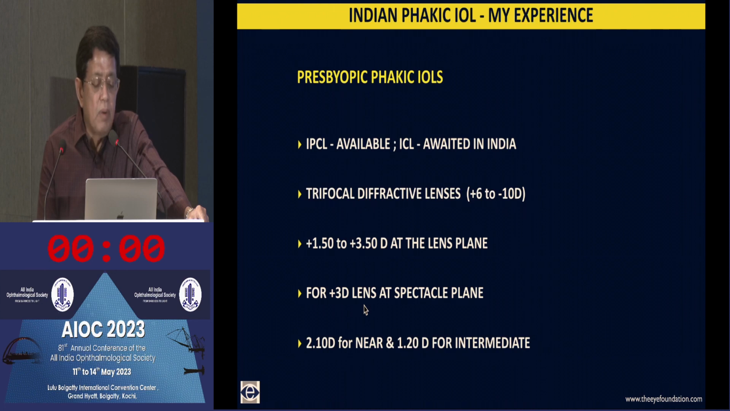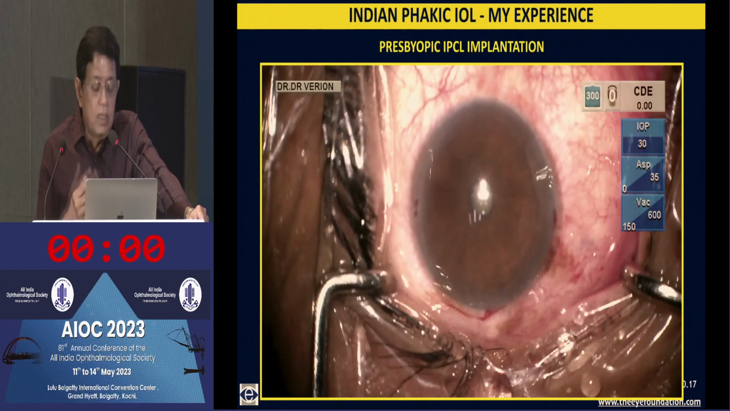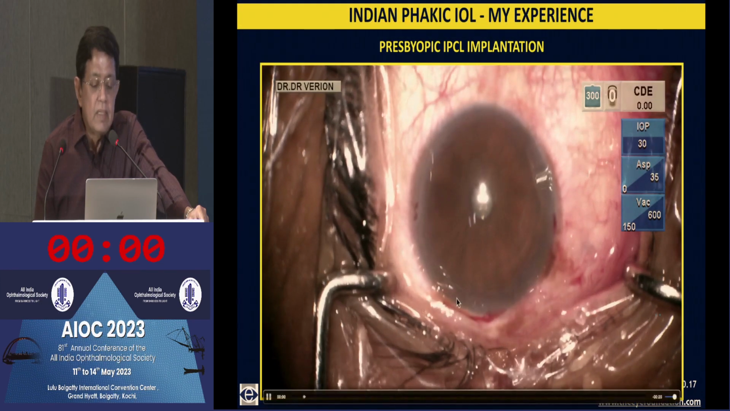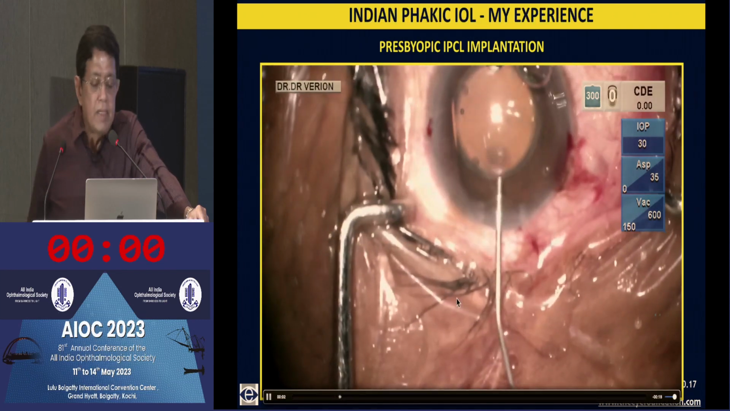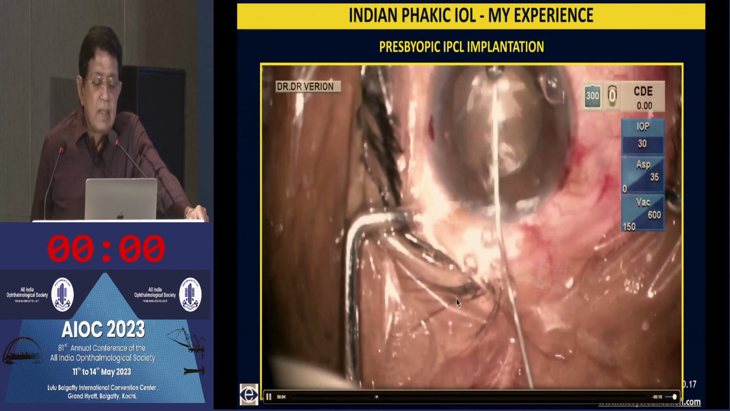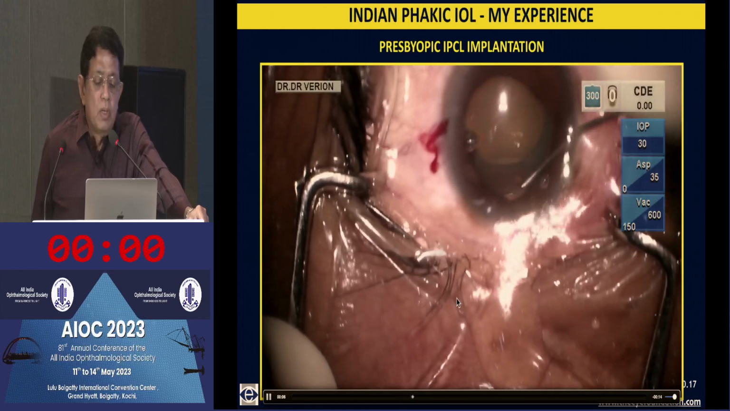Implanting just about a 1.5 or a 2 diopters will be quite inadequate, because what is labeled on the lens is the actual power in the lens, and what comes on the spectacles is significantly less: about 1/3 as far as the intermediate is concerned, and about 2/3 as far as the near is concerned. This is just the presbyopic IPCL implantation. The procedure is exactly the same. I just wanted to show you the diffractive rings.